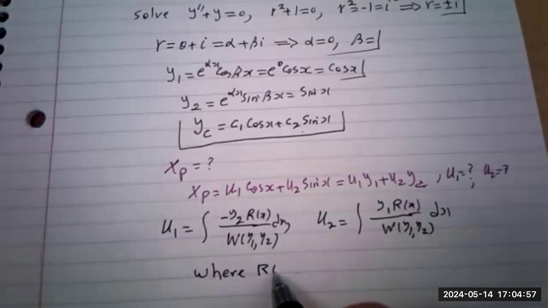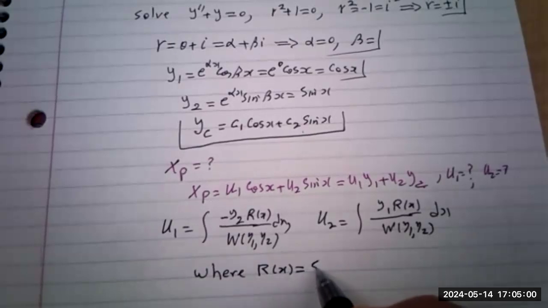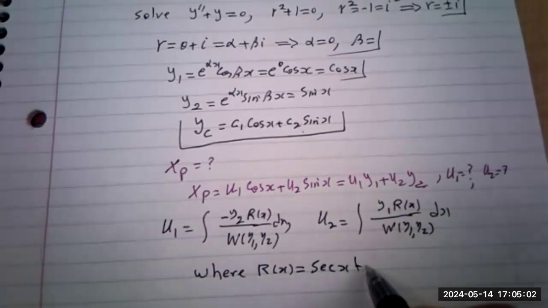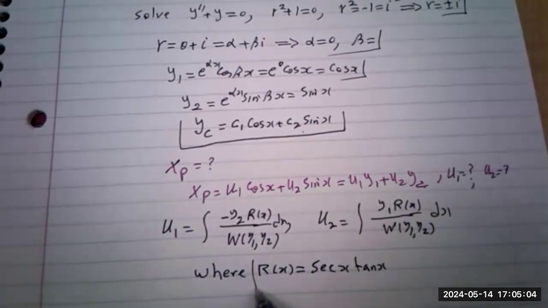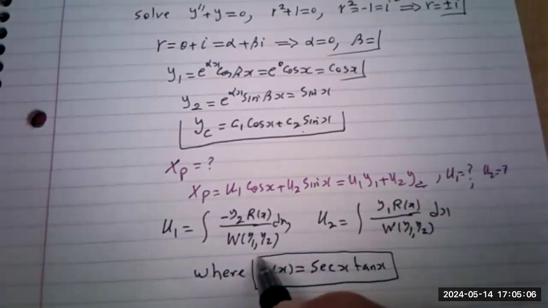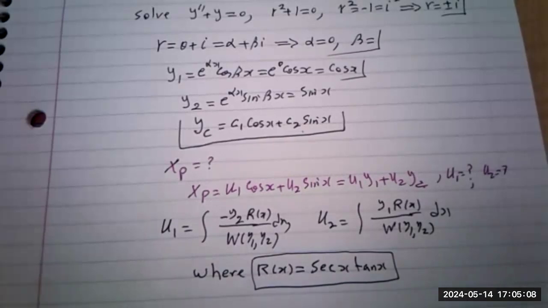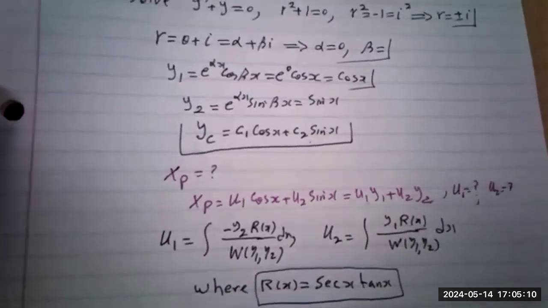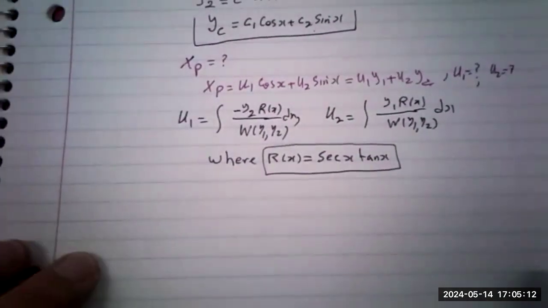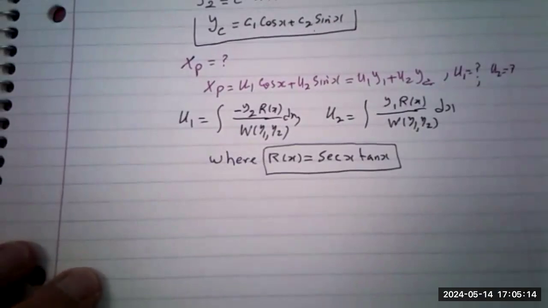In this case, the coefficient is 1, so r of x is going to be secant of x tangent of x. You are going to use it for the Euler equation, where the coefficient is not 1, and you have to divide by the coefficient of y double prime. You remember. Okay, now we go for the Wronskian.